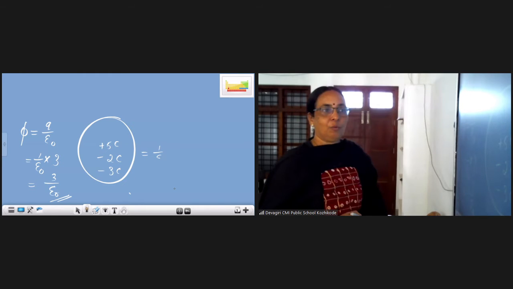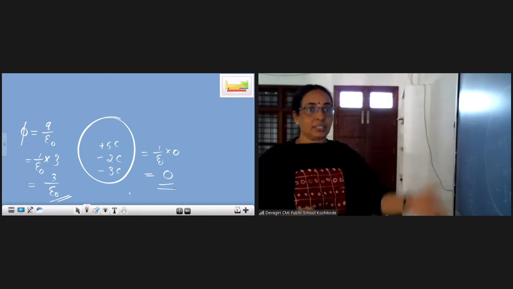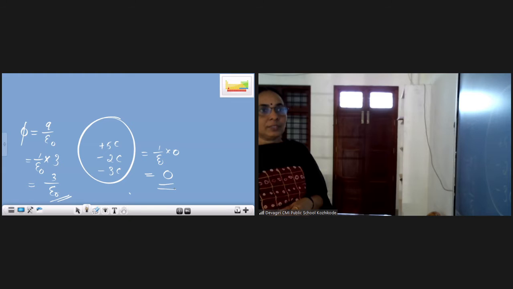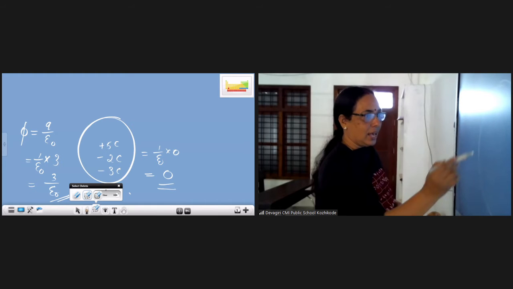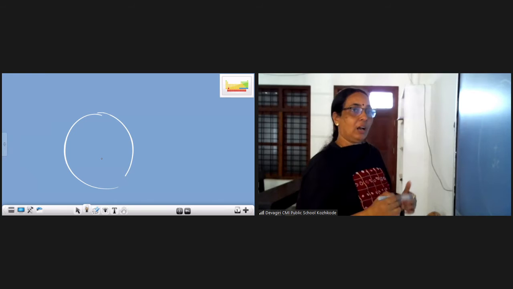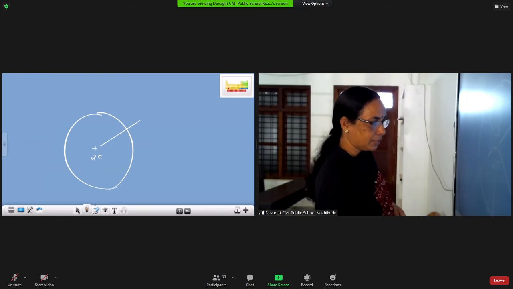Why? What's the meaning of saying flux is 0? There are 3 charges inside, and I'm saying flux is 0. What does it mean? Let us see once again. I have a sphere like this. I have a plus 2 coulomb charge here. How will I draw the field lines? I have to draw the field lines which are coming out of the surface like this. Imagine, for convenience, I am drawing 6 lines. All 6 lines are outwards because it is a plus 2 charge.